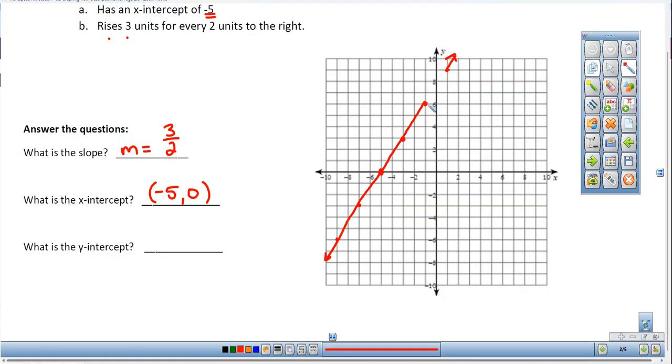So if we're going up 3 for every 2, then we'd be going up half of that, which would be 1.5 units. And really, that's what that line should look like. I just didn't draw it the best the first time.